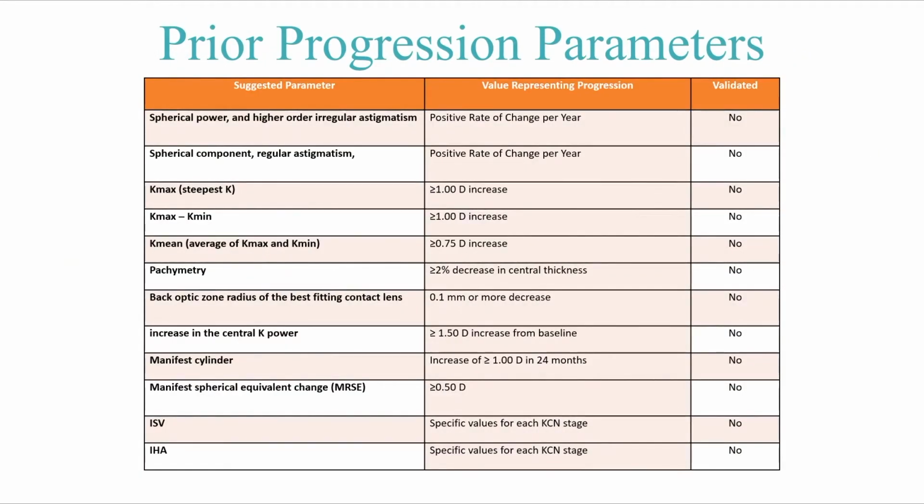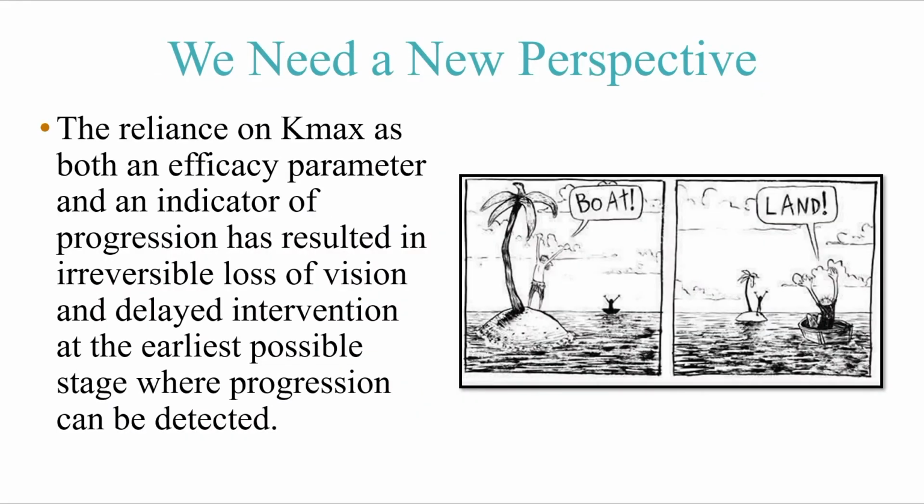But if we look historically at all the progression parameters people have published on, and if we look down this entire list, other than pachymetry here, every single one of these is anterior corneal based. So again, it's missing all changes on the posterior surface. In addition, we have a reliance in the past on Kmax. And Kmax, I think we all acknowledge now, is really a very poor parameter. It's a poor efficacy parameter, and it's a terrible progression parameter because it really means that you've waited too long. In order to have changes in Kmax, you already have to have changes on that anterior surface of the cornea, which means you've lost vision.